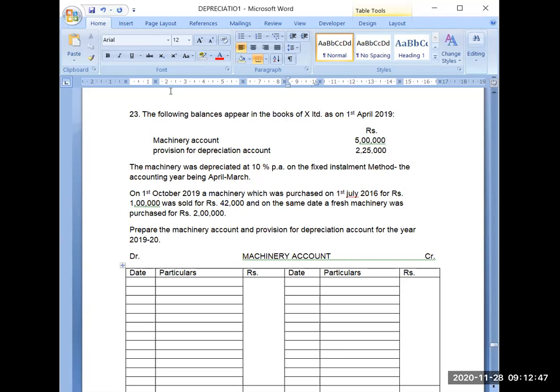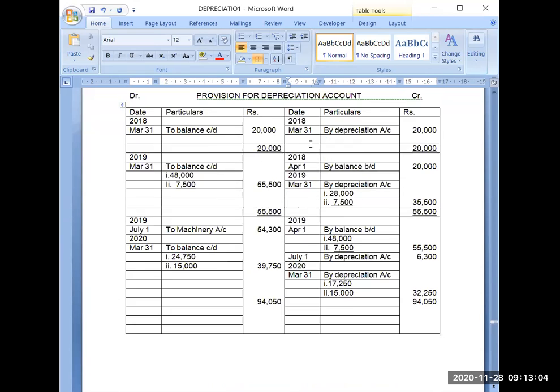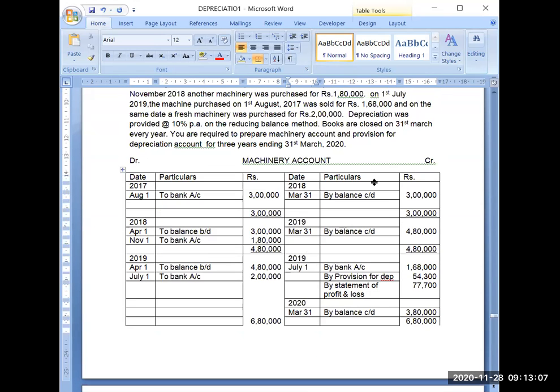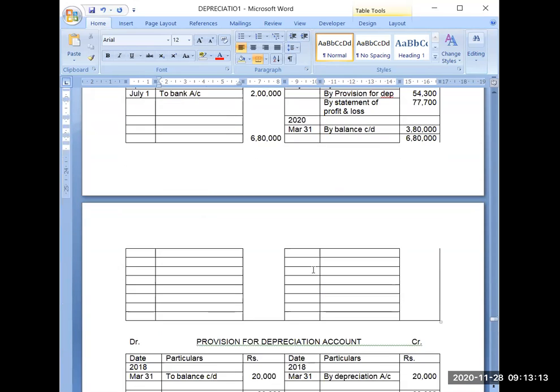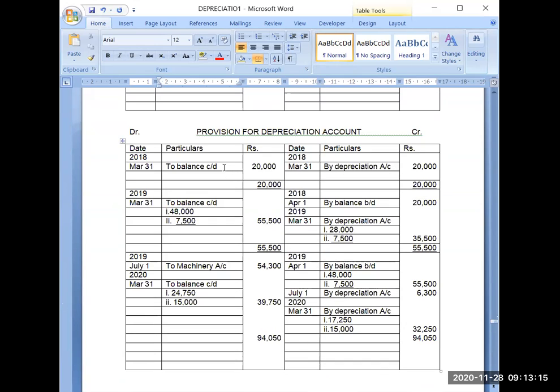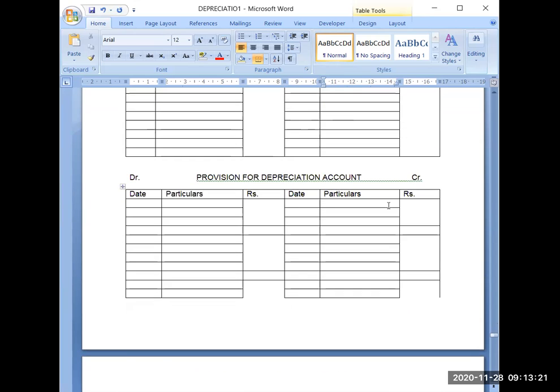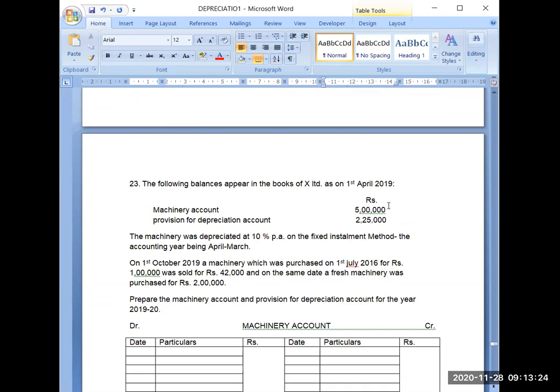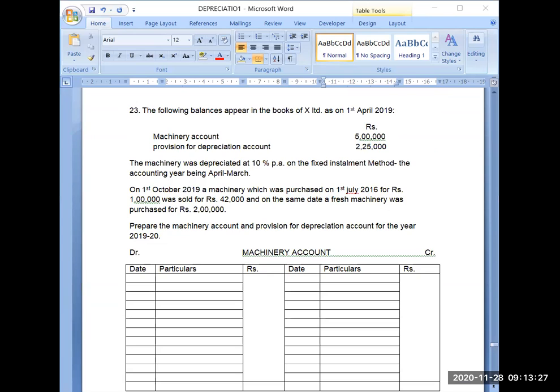So the question is saying the following balances appear in the books of X Limited as on 1st April 2019. So now you have been given the opening balances. As you can see here again, we were calculating the closing balance and then we were writing it as the opening balance. Same is the case here. So now the opening balances are given and then additional information is given.